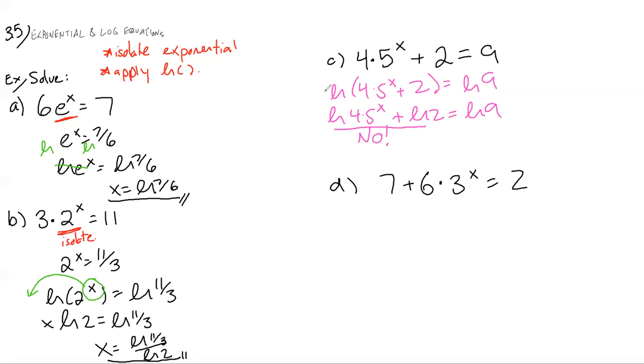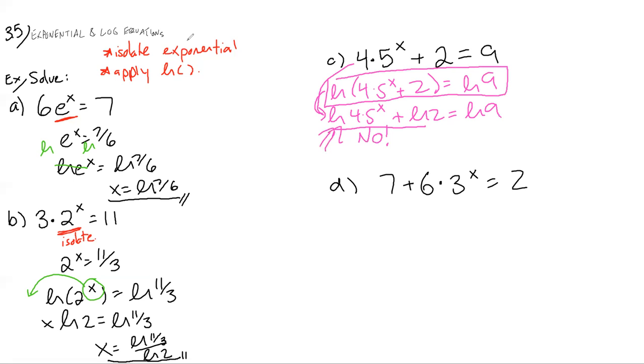It does not follow from this first line. There's no way to split up the addition of a logarithm. And it also does not follow from the original, right? When we take a ln of both sides, it has to look like this. It has to be the ln of the entire left side, not piece by piece. The entire left side equals the ln of the entire right side. And so in this step here, we don't have that.